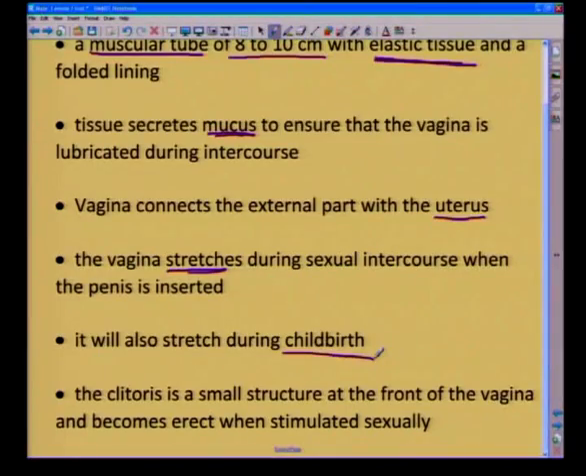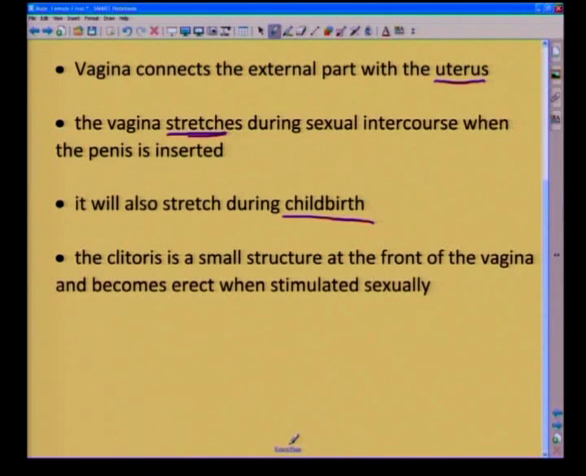Then we have the clitoris. It's a small structure in the front of the vagina, and it also becomes stimulated during sexual intercourse, and when it becomes stimulated, it also has a slight erection.